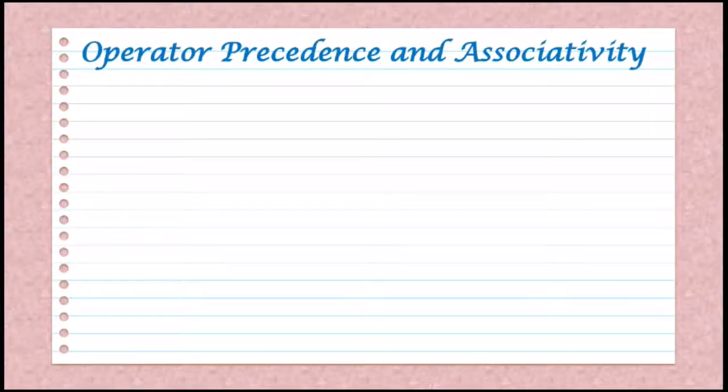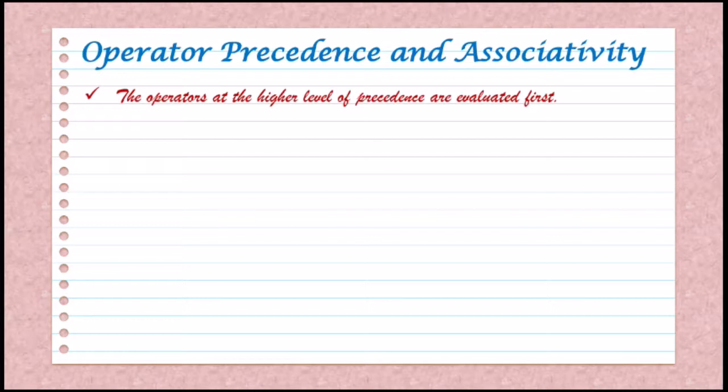Each operator in C has a precedence associated with it. This precedence is used to determine how an expression involving more than one operator is evaluated. There are distinct levels of precedence and an operator may belong to one of these levels. The operators at the higher level of precedence are evaluated first.